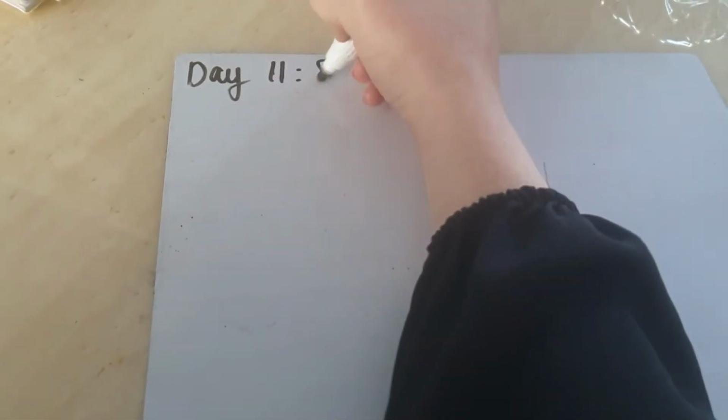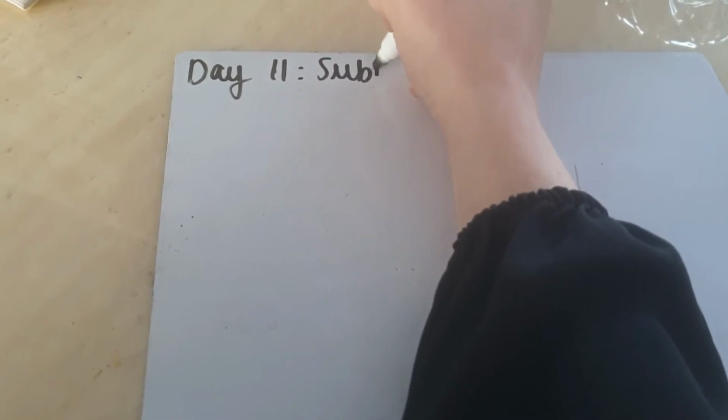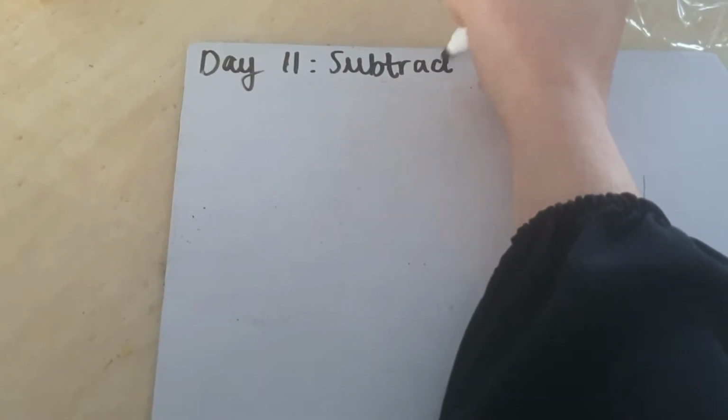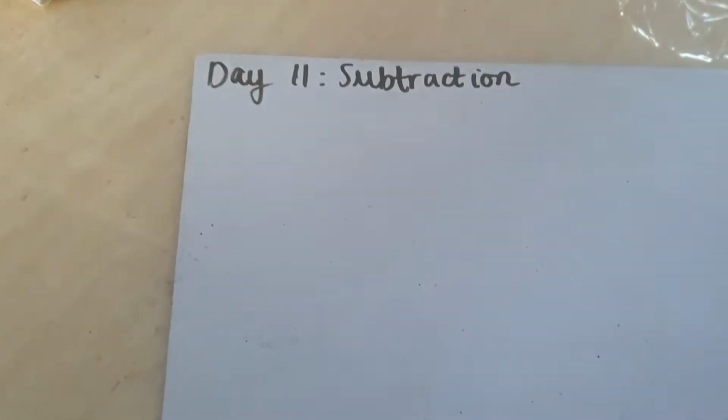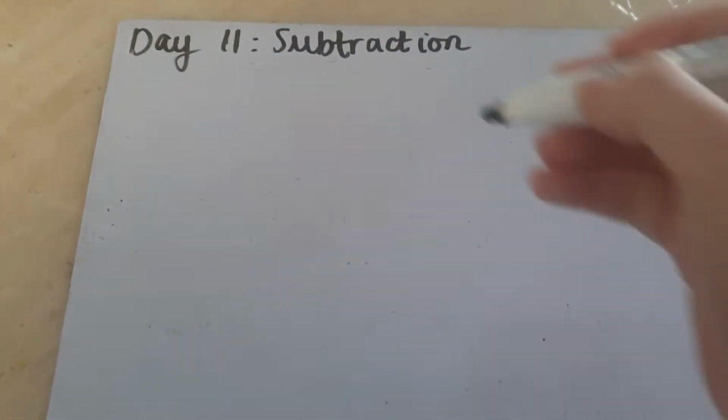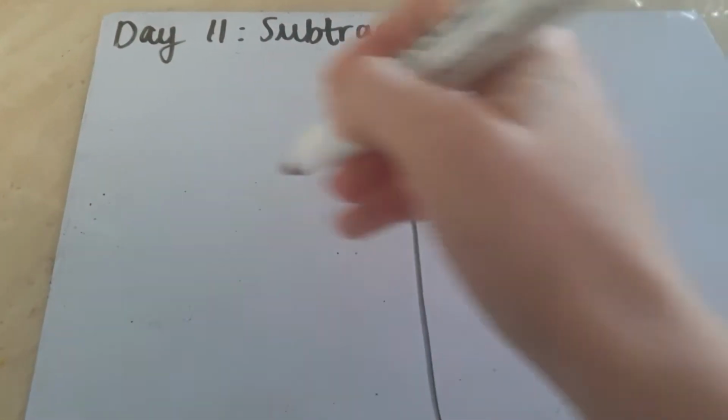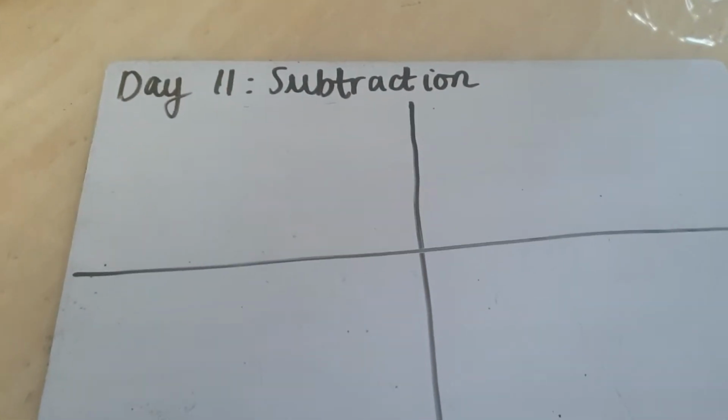Hi Year 4, it is day 11 and today we are focusing on subtraction, but more focus of when the biggest number ends with a few more zeros than normal, okay? And for it I'm just going to do a couple of examples, okay?